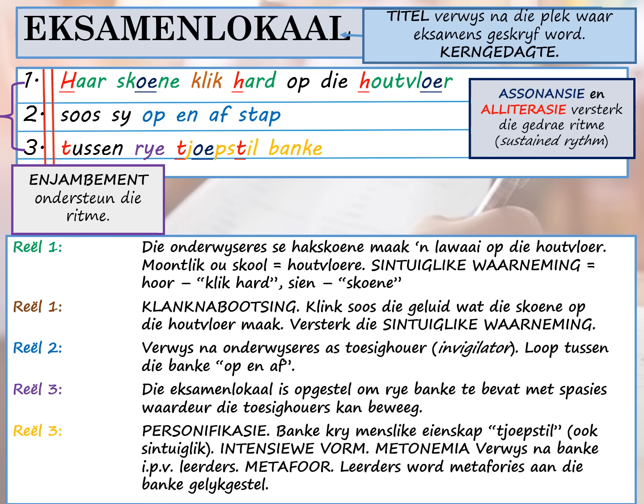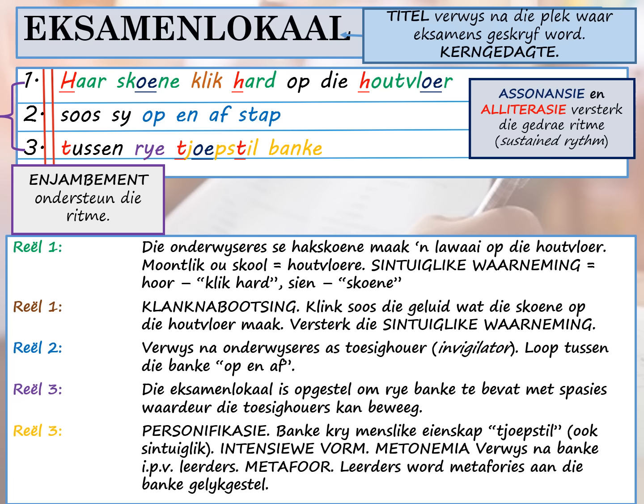The choopstil banke is quite a loaded one, so I need you to focus on line 3. So we've got choopstil banke, which is a personification, and it's personification because desks cannot be quiet. Only people can be quiet. So we've got choopstil banke as a personification. Choopstil is also the intensive form of being still, which is quiet. And here comes a difficult one.